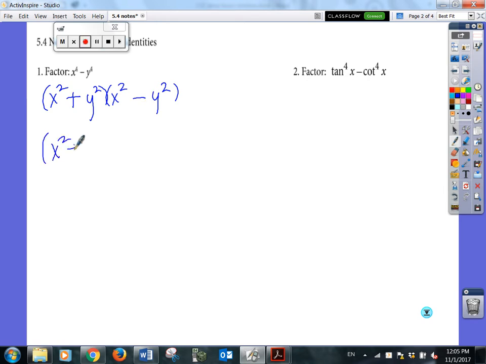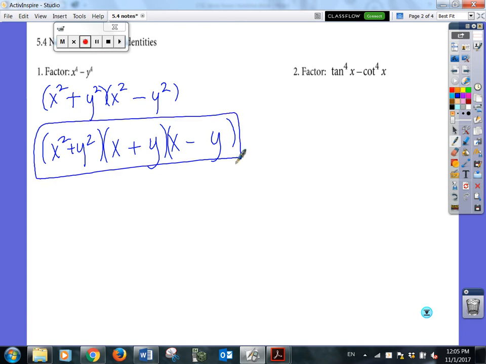So we have to bring down this, and then just like we took the square root of x to the fourth, now we take the square root of x squared, which is x times x, square root of y squared, y times y, one's plus and one's minus. And so now we have factored that problem.